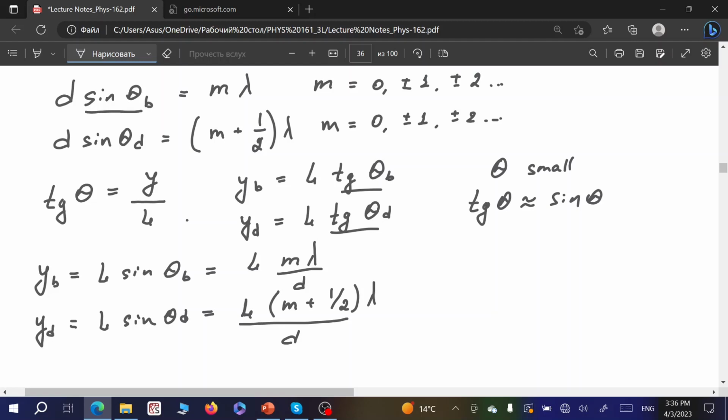So obviously, if you don't know the distance to the screen, you cannot operate with linear, but you still can define these conditions with angular position. Capital L is the distance between the slits and the screen where you actually observe this interference picture.